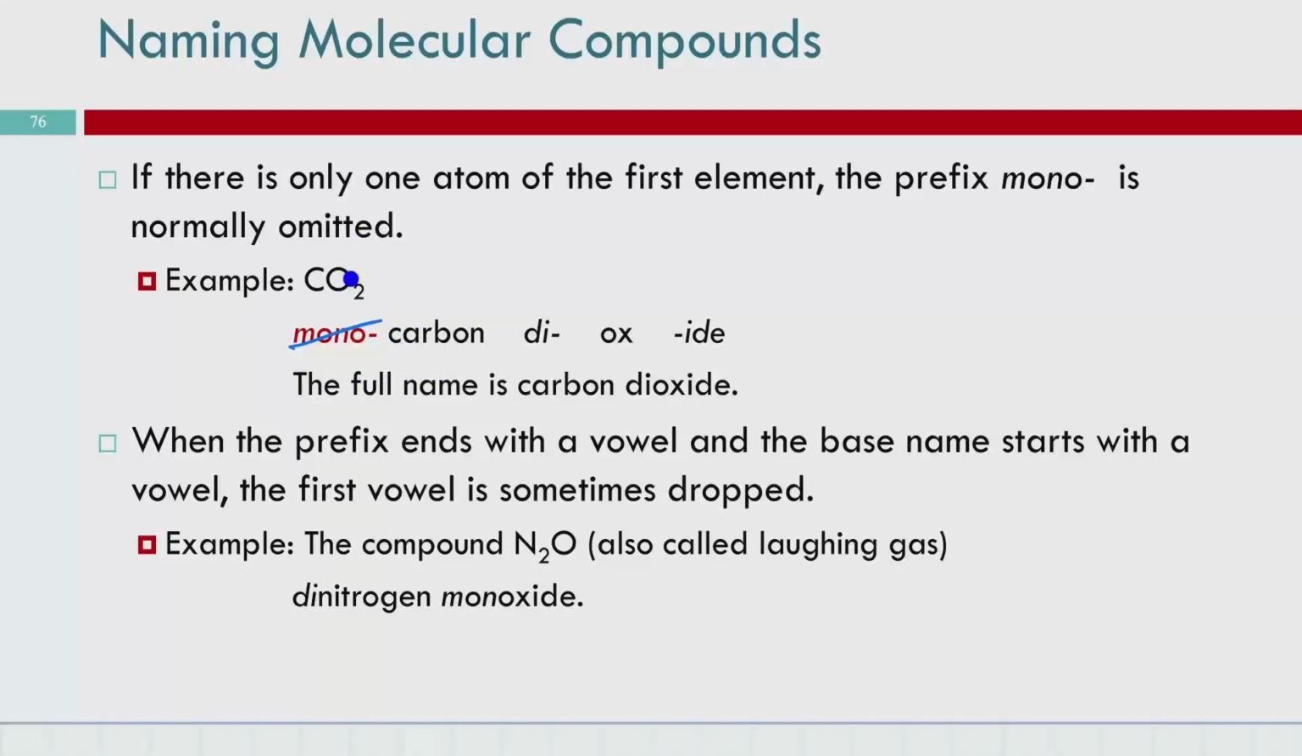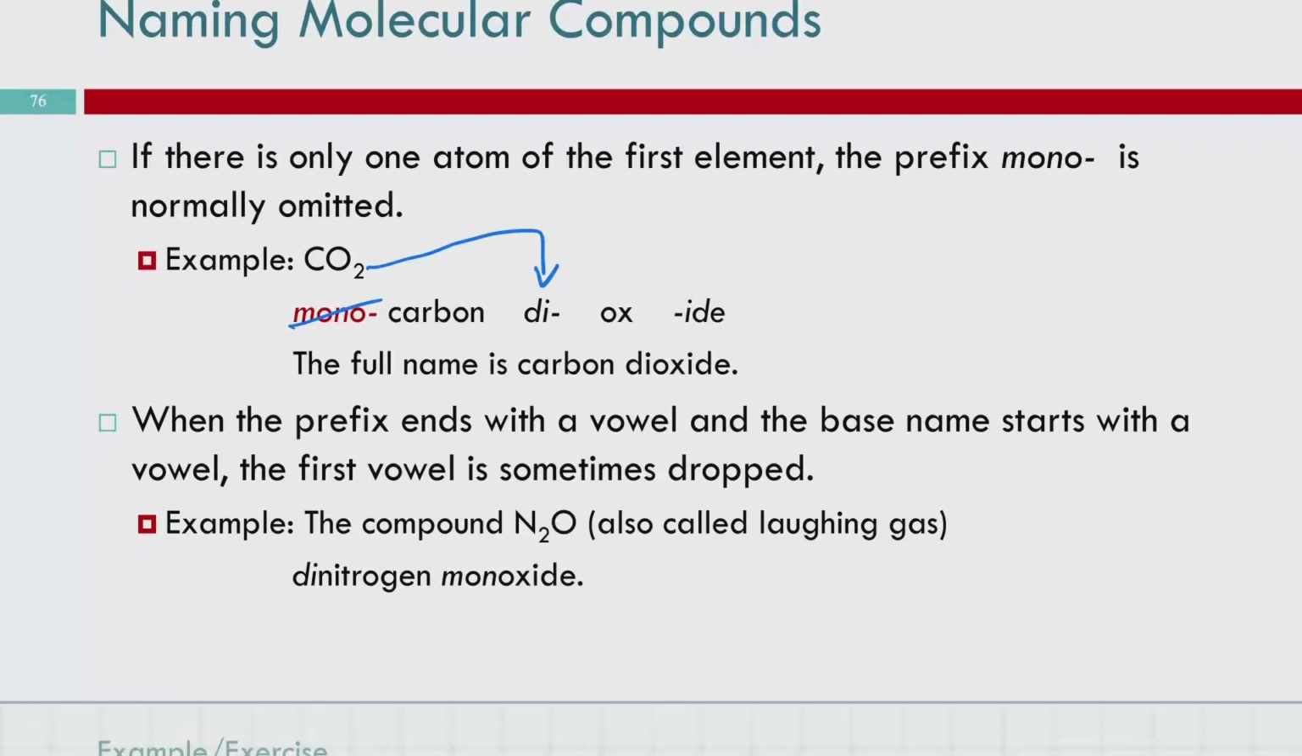For the oxygen, the base name is ox. We add the prefix of di because there's 2. And we also change the ending to IDE. So we would call this carbon dioxide.